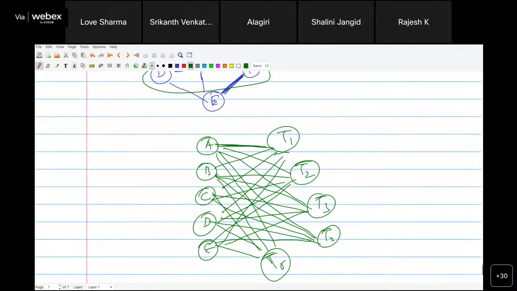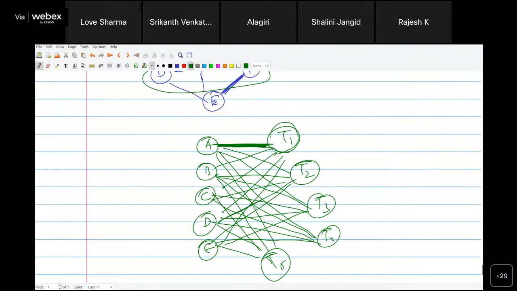If I have chosen this edge A and T1, now I am not eligible to choose the edges which have one endpoint as A. Also, I shouldn't choose the edges which have one endpoint as T1, because this teacher 1 is occupied with classroom A. So these two are blocked. So I have to go and pick the other edges.